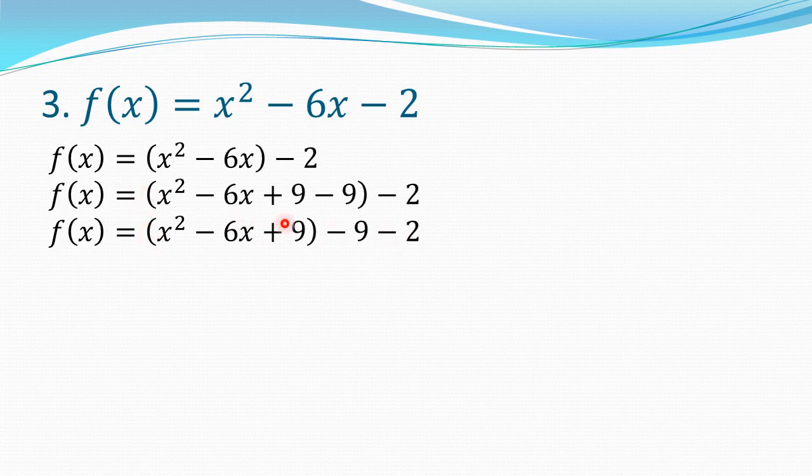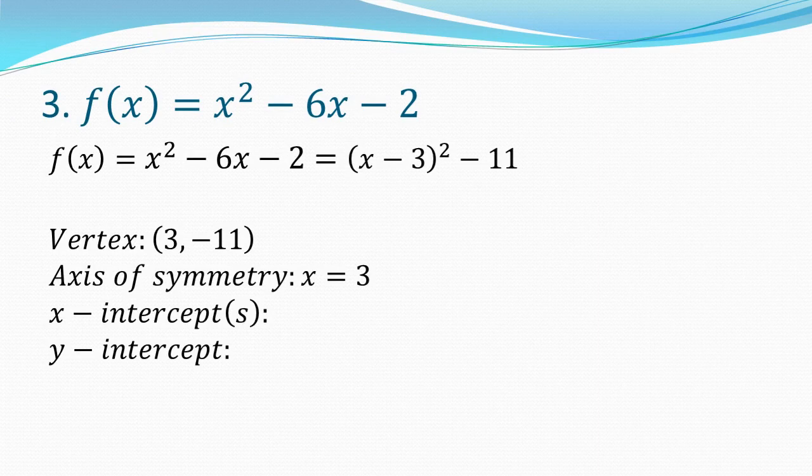Okay. So now this is factorable, and this we could just add over here. So x minus 3 quantity squared minus 11. So it's in that form a times x minus h, quantity squared, plus k. So this is the given. Our vertex is 3, negative 11. So 3 because it is the additive inverse of negative 3, or the 0 of this expression. The axis of symmetry is x equals 3, and we solve for the intercepts.